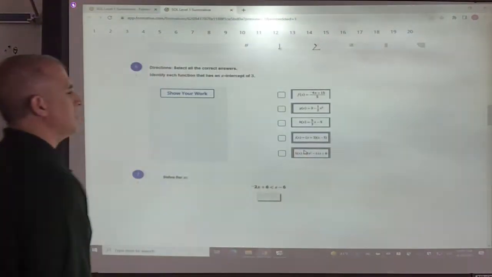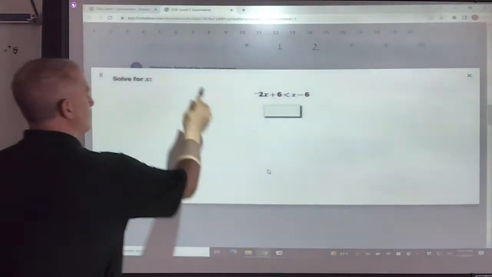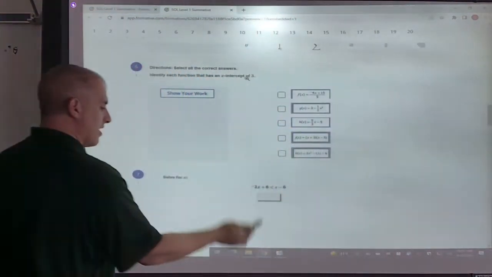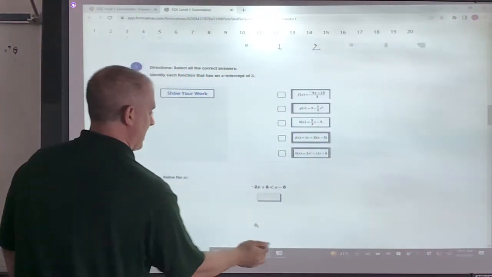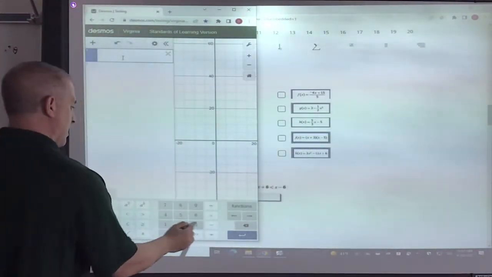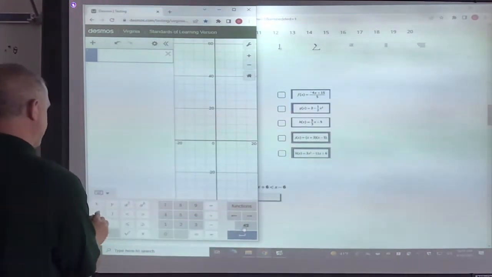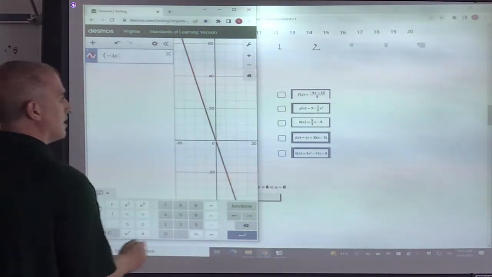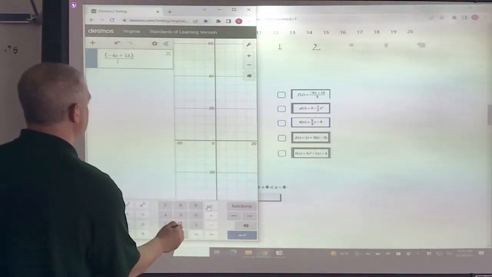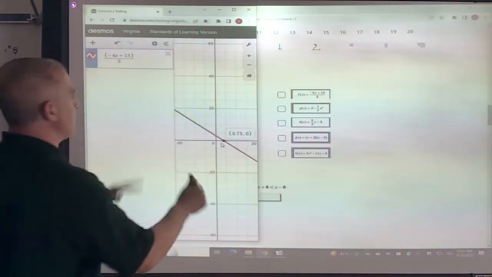All right, select all those that have an x-intercept of 3. So what I'm looking for is where does that cross the x-axis? Okay, all right, so let's delete that. So let's do the first one. I got -4x, all right, since that's up top, I should probably put parentheses. -4x plus 15, not 15y, just 15 divided by 5. Where does that cross? 3.75, not good enough.